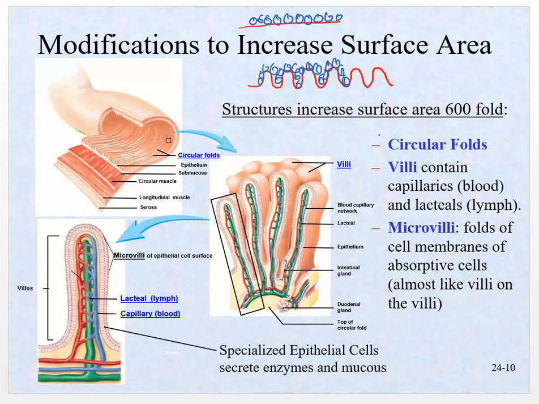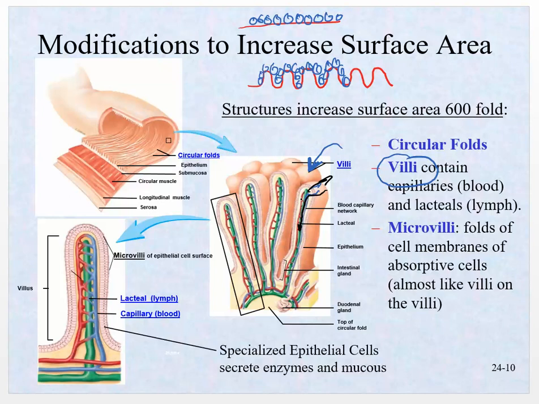So there are circular folds, there are villi. Here's a picture of villi right there. You can see that's a lot more surface area than if this was just flat. They contain capillaries, blood, and lacteals, or lymph. So what that means is that they're producing enzymes, but you can also absorb stuff right into those. So you've got enzymes being made, but then you can absorb stuff right into those with all of that surface area.